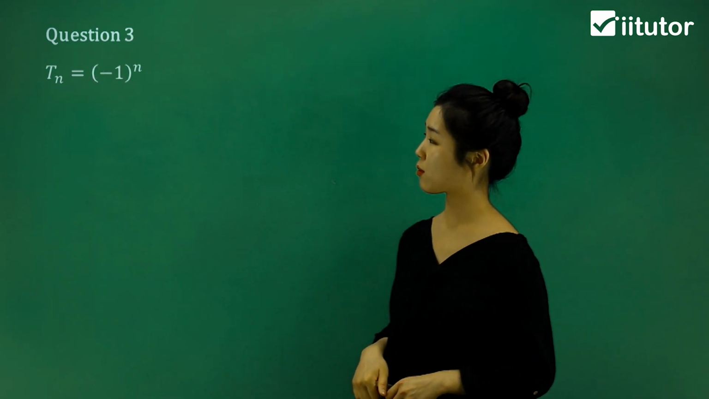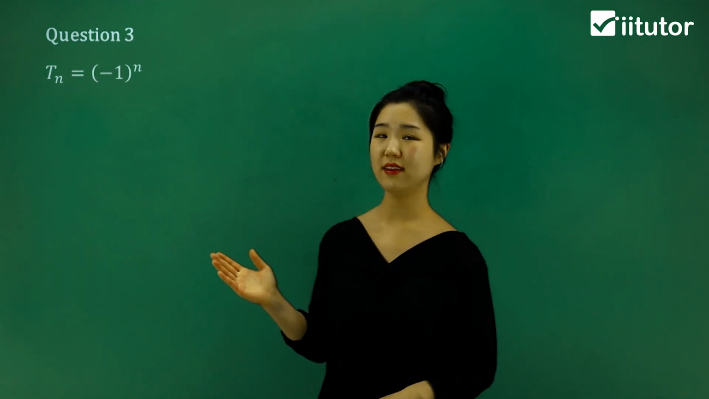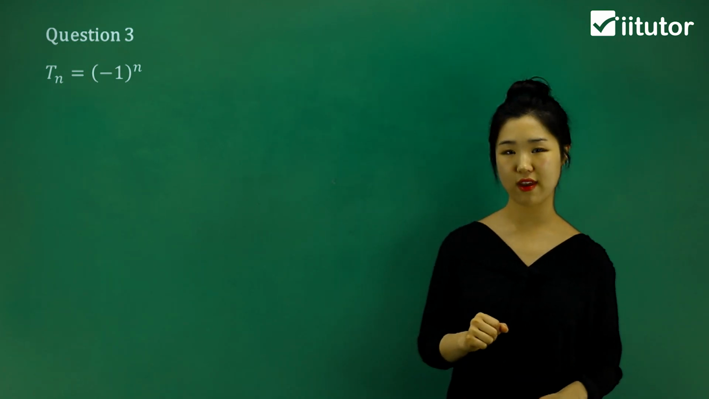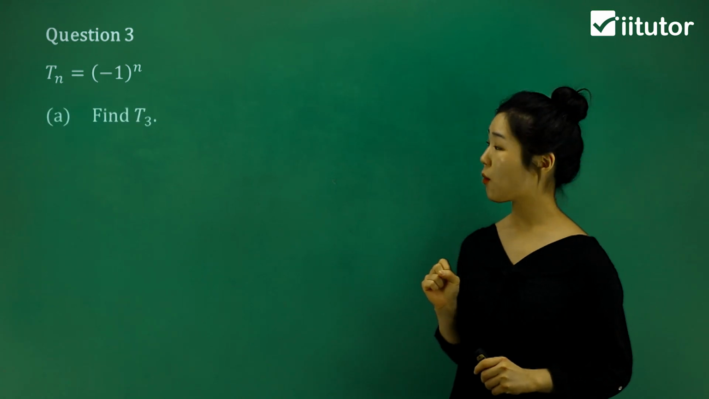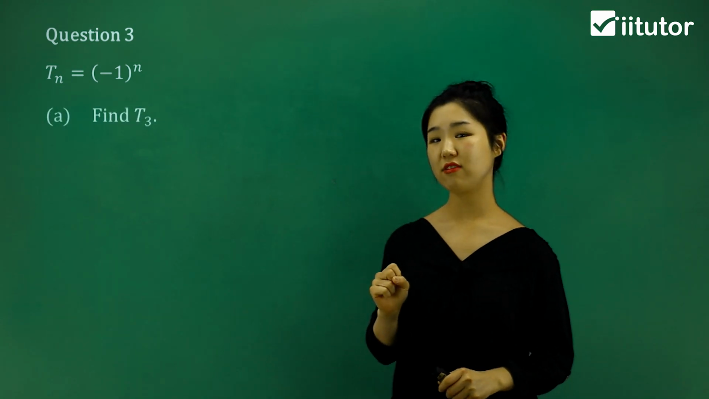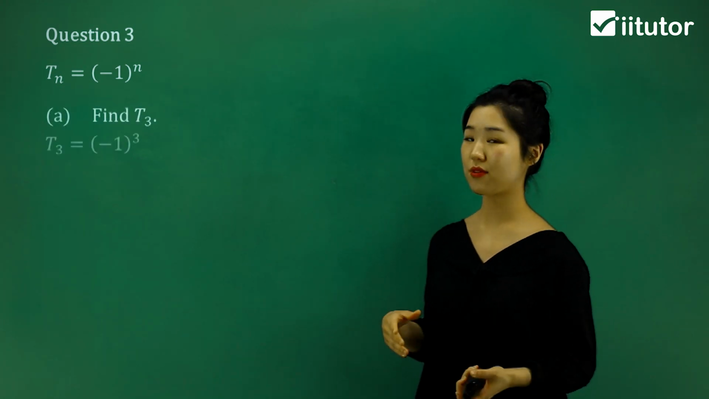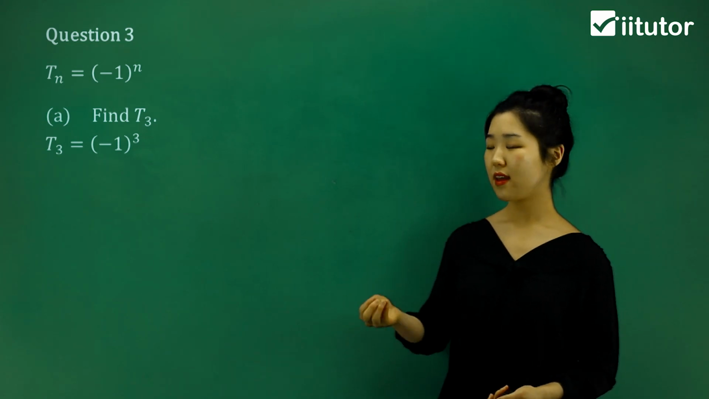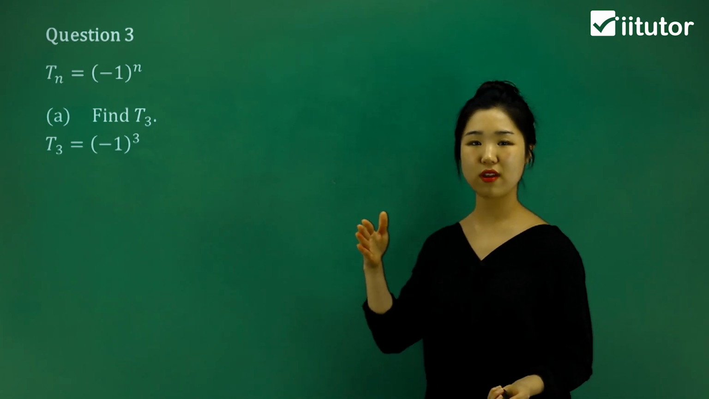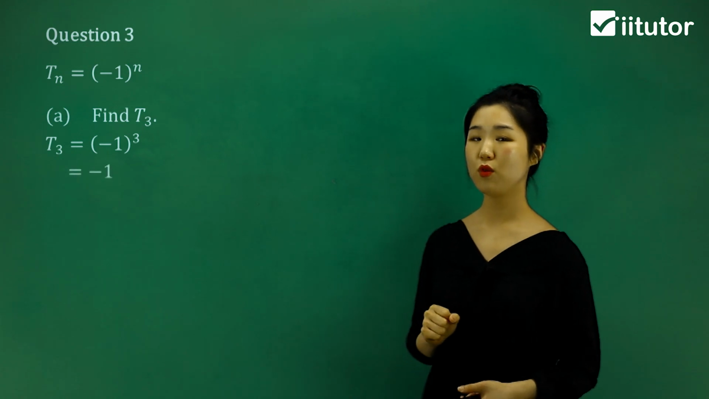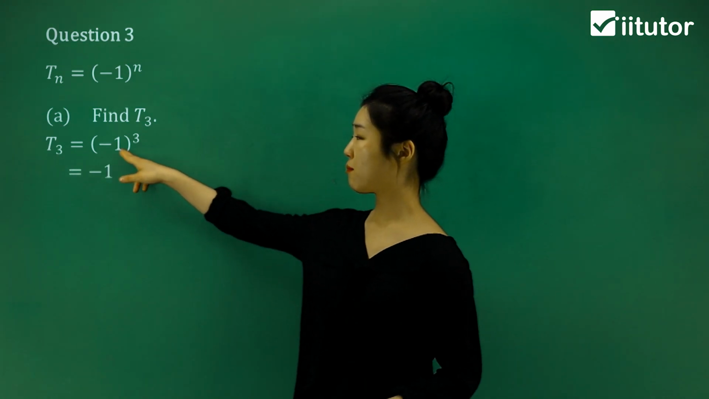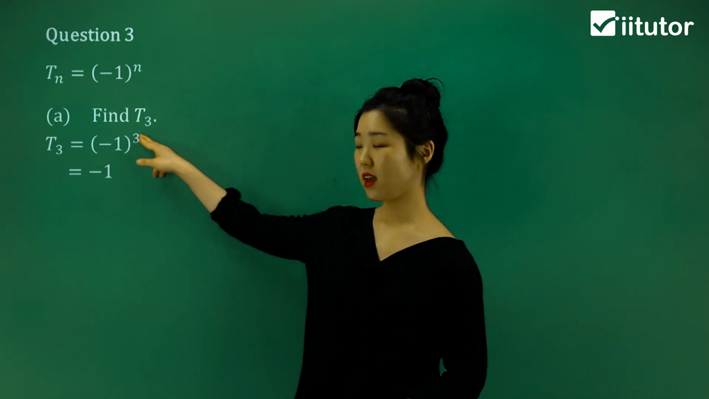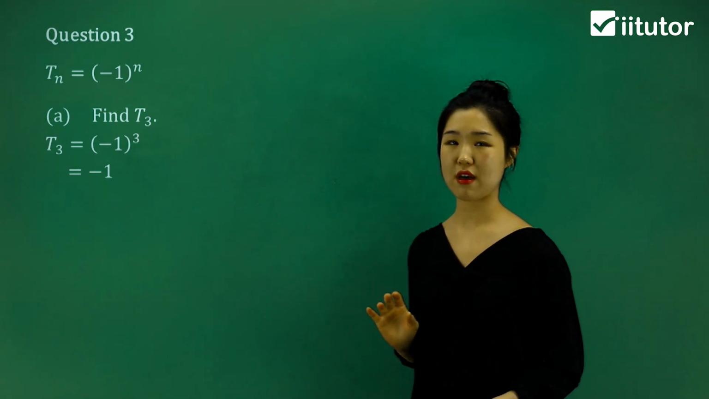We'll try another one, question 3. Tn is negative 1 to the power of n. Negative 1 to the power of n, so it's the whole thing to the power of n. So when I ask you to find T3, just sub in n equals 3, so it's negative 1 to the power of 3. Negative 1 to the power of 3 is negative 1 times negative 1 times negative 1, which comes back to just negative 1. So a negative number, when the power is an odd number, it comes back to negative. Just remember that for me.